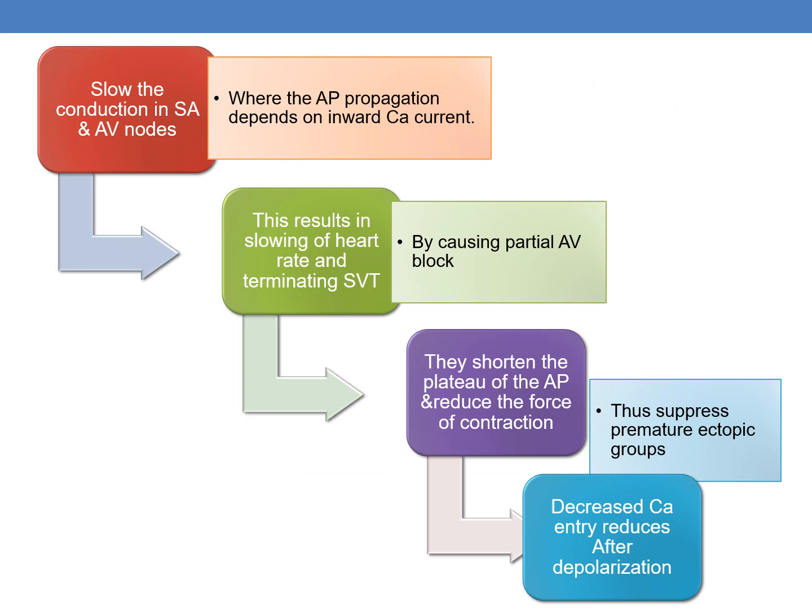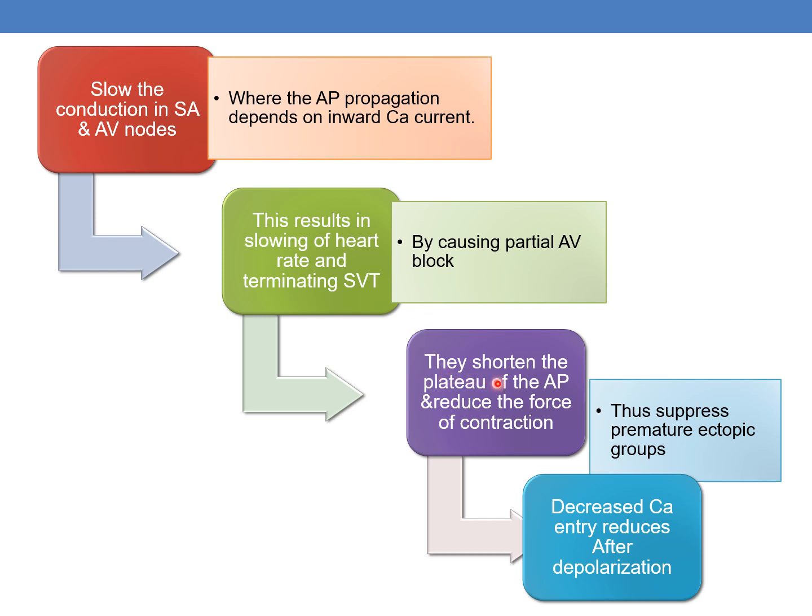Coming to the general mechanism of class 4 antiarrhythmic drugs, they usually act by slowing the conduction in SA and AV node. The propagation of action potential depends on the inward calcium current, and because they block the calcium channels, they slow the conduction in SA and AV nodes. This results in slowing of heart rate and terminating the supraventricular tachycardias by causing partial AV block.